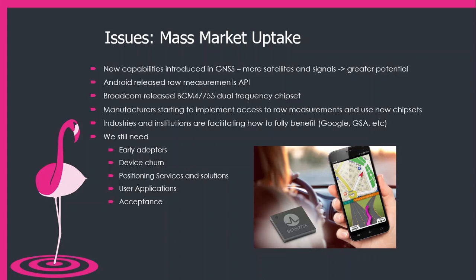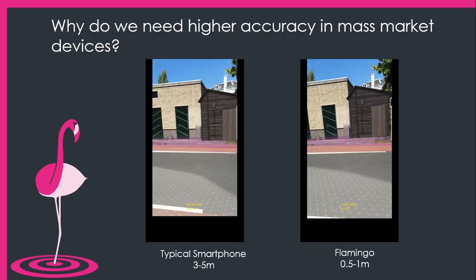And industries and institutions are facilitating how to fully benefit from this device, from these new capabilities. But it's very important that we have early adopters, a device churn, and looking at the sorts of applications that can be enabled from high frequency, high accuracy positioning. With newer applications, we can demonstrate the case for why increased accuracy is so important, so then it delivers the demand needed to realize more devices into the market.